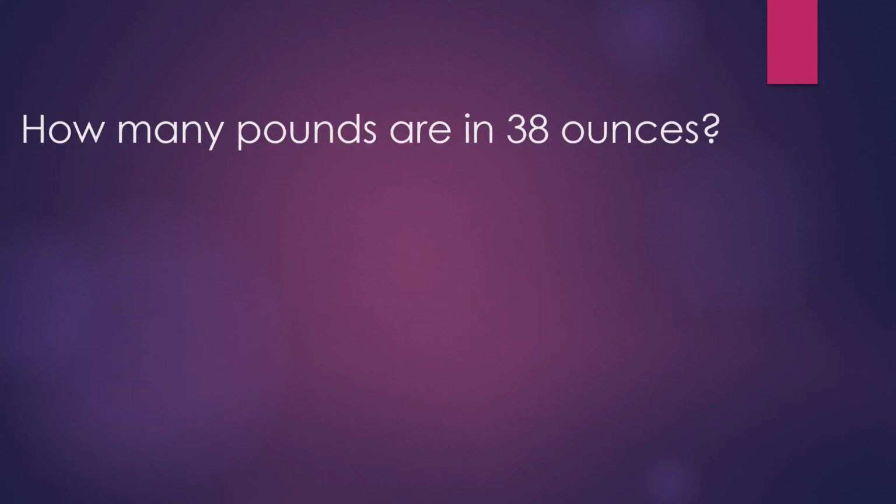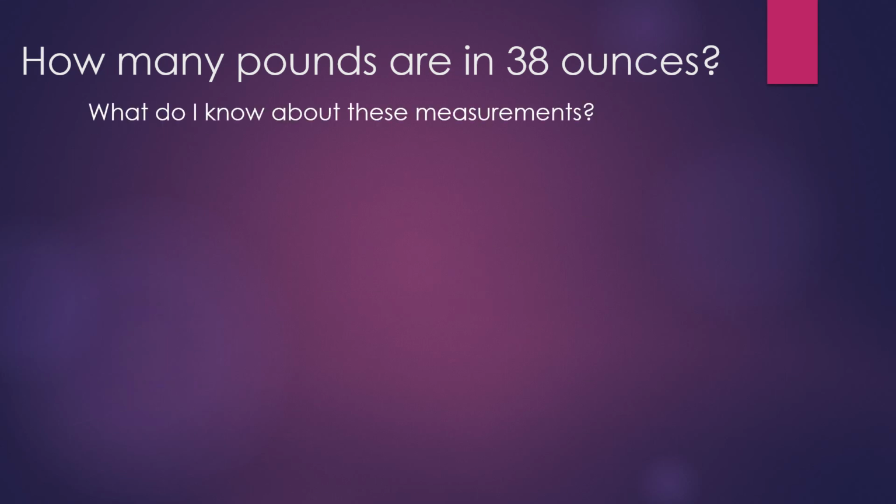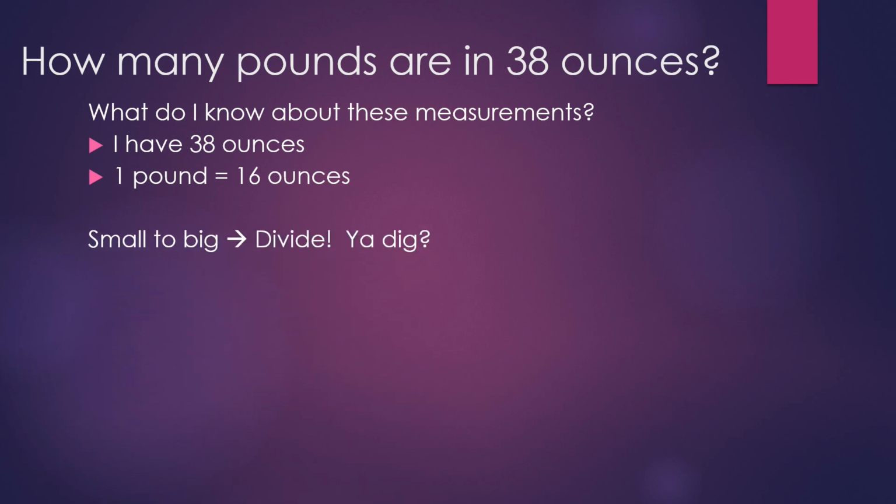This last example is just like the others, but it has a little twist to it. Let's find out how many pounds are in 38 ounces. So when I ask myself what I know about the measurements, I know that I have 38 ounces and that 1 pound equals 16 ounces. So when I go from ounces to pounds, I go small to big, so I have to divide. You dig? Here's where the twist comes in. When I divide 38 divided by 16, I end up with 2 remainder 6.